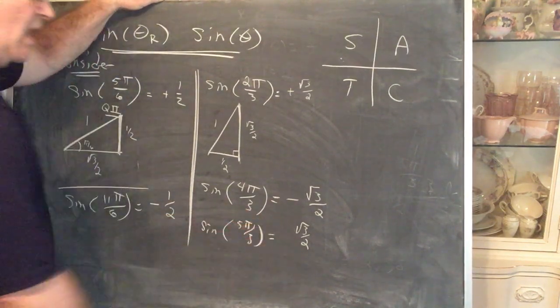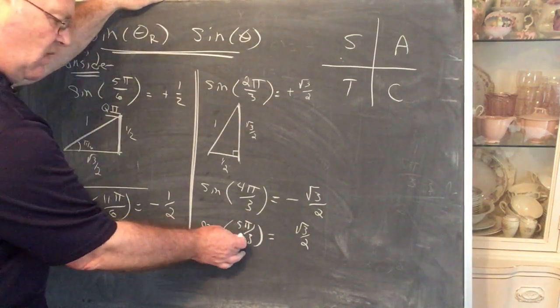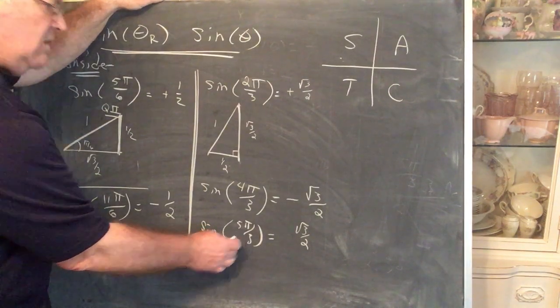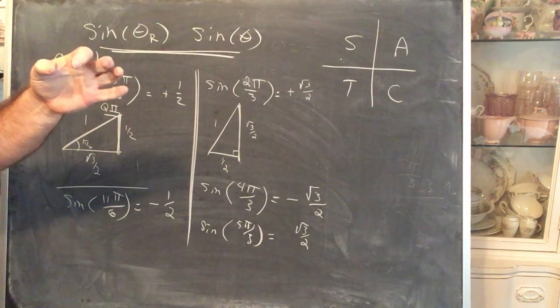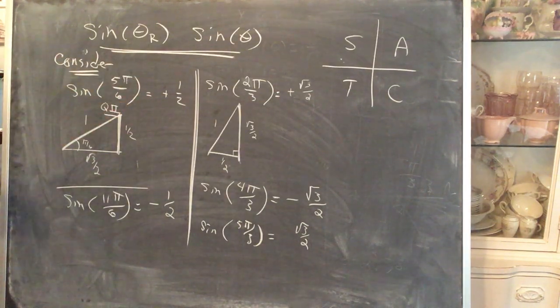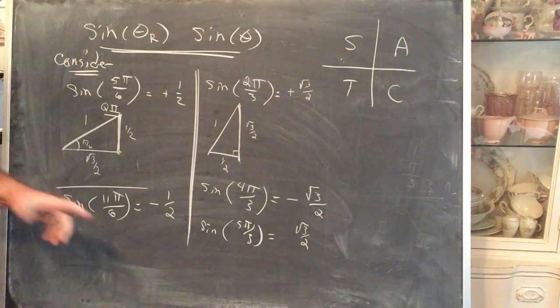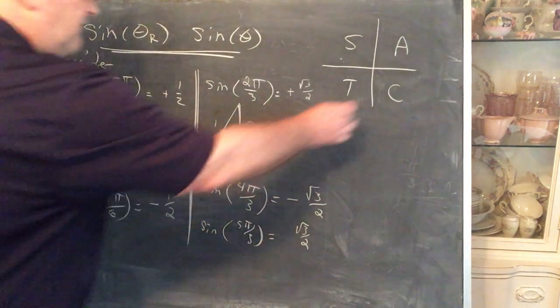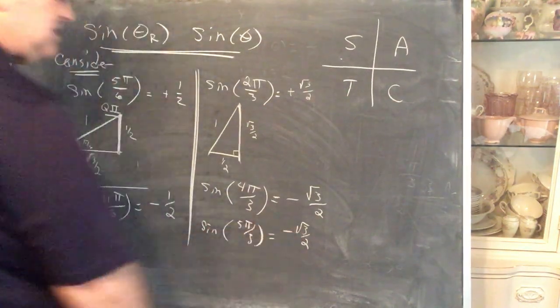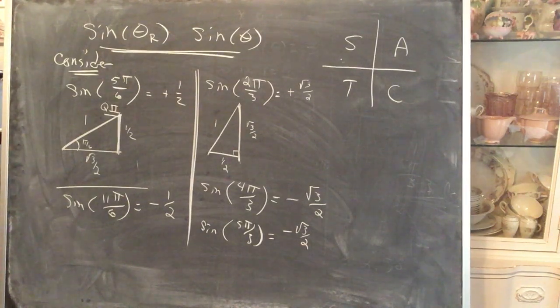But now the question is, what is the signum? Well, this is quadrant 4. Remember, the quadrants are: quadrant 1 is pi over 3, quadrant 2 is 2 pi over 3, quadrant 3 is 4 pi over 3, and then quadrant 4 is 5 pi over 3. And so this is the quadrant 4 member of the reference angle family for pi over 3. In quadrant 4, sine must be negative, and so that's negative square root of 3 over 2.